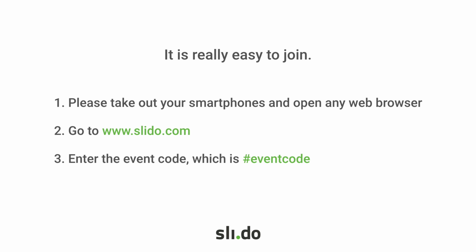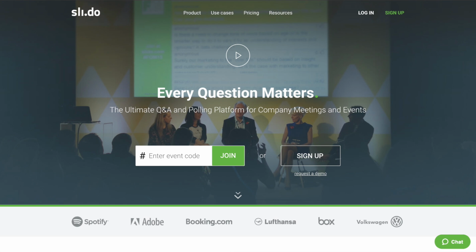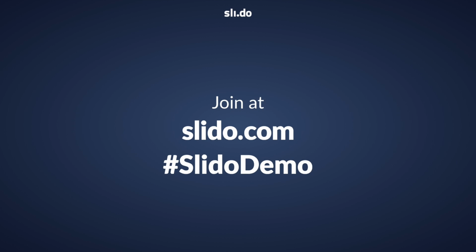It is really easy to join. Please take out your smartphones and open any web browser. Go to slido.com and enter the event code, and you say the event code of your event. While you or your moderator introduces Slido, it is a good practice to display the Slido Present View with the instructions on screen to make joining easier for your delegates.